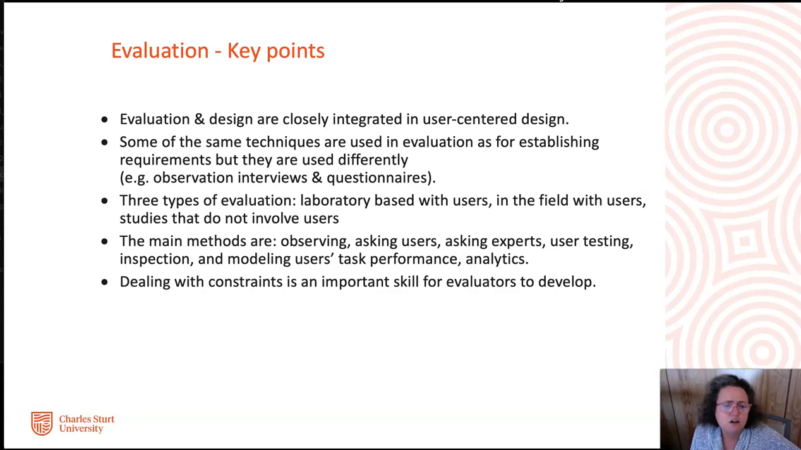So there's 3 different types of evaluation: lab-based testing, in-field use, and studies that don't involve users, like expert review. The main methods are observing, asking users, asking experts, user testing, inspection, and modeling user task performance and analytics. So dealing with constraints is an important skill for evaluators to develop, as it is when you're designing applications. And there's always going to be a compromise when you're deciding what choices to make. With testing, as there is with designing apps, there's always a compromise.